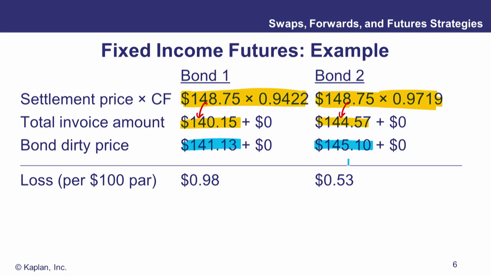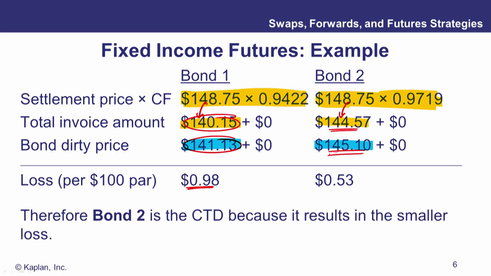So all you need to do is look at the difference between the orange coming in and the blue going out. That would be your loss, 98 cents if you bought bond 1 at 141.13 and delivered it out and received in 140.15. You have a loss of 0.98. Similarly for bond 2, if you bought it for 145.10, you delivered it out for 144.57, that's a loss of 0.53.